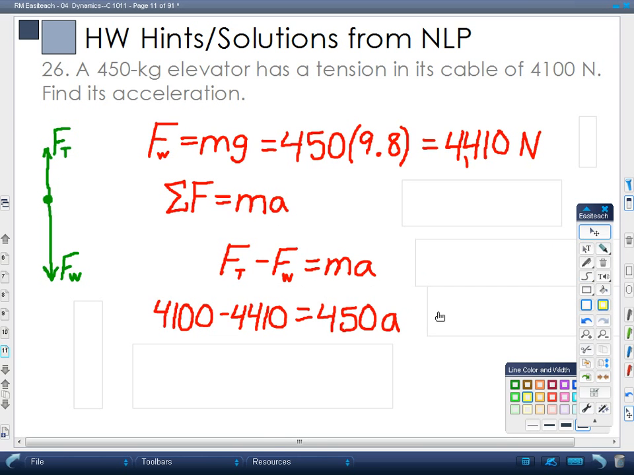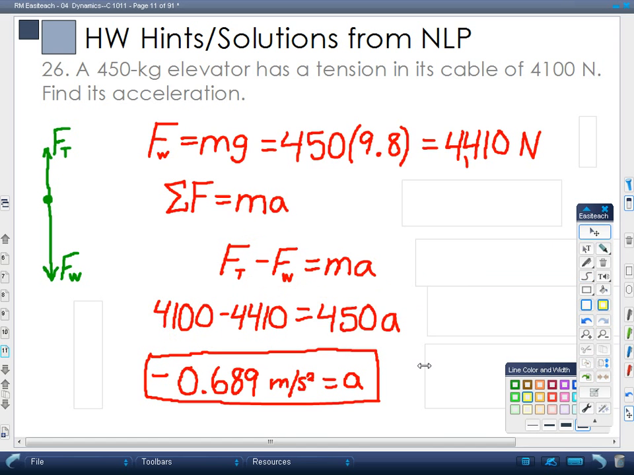If I put in these forces, 4,100 minus 4,410 equals 450a. So all I've done in between this step and this step is plug numbers in. Then you can see that my acceleration comes out negative because of the sign convention that I use, tension minus weight. And I get negative 0.689 meters per second squared.